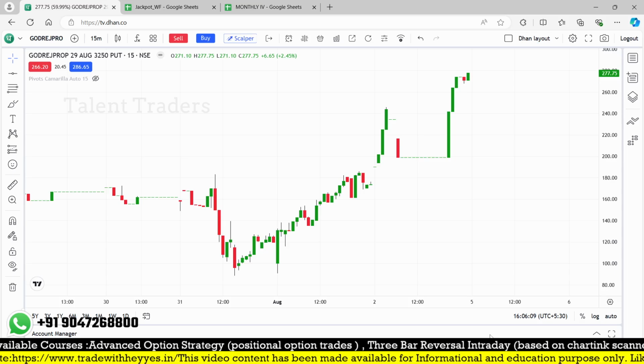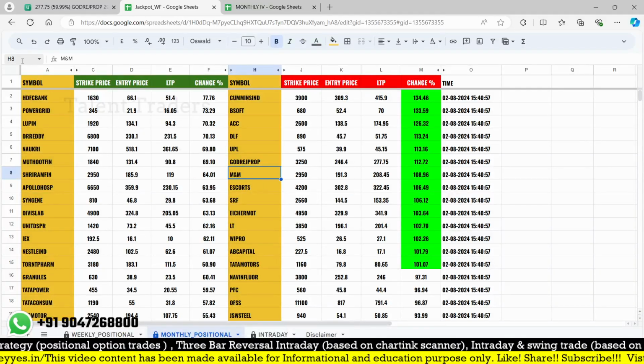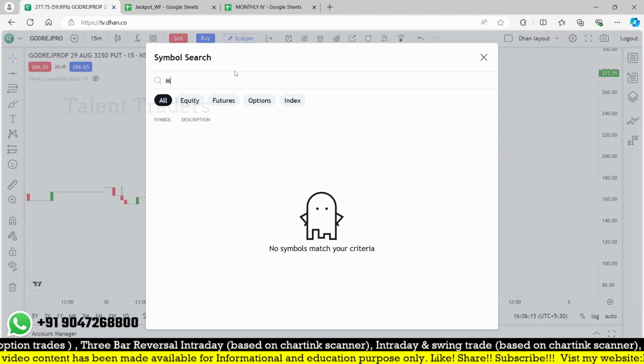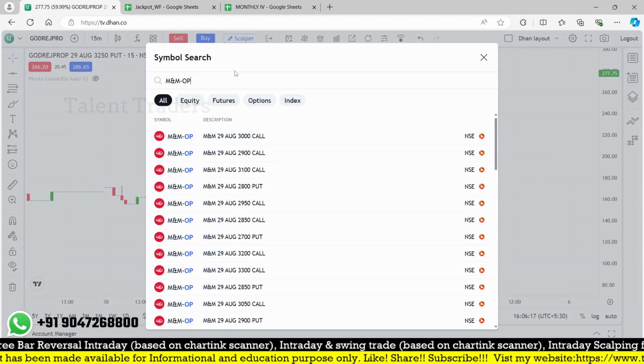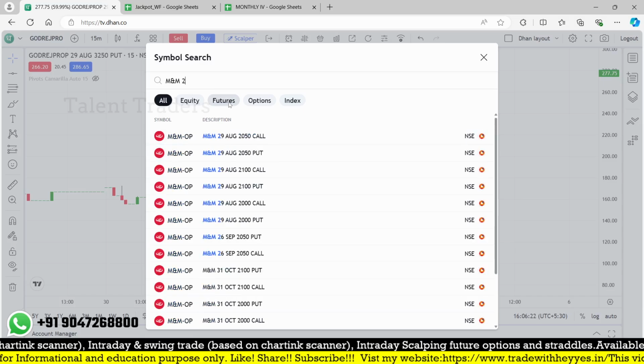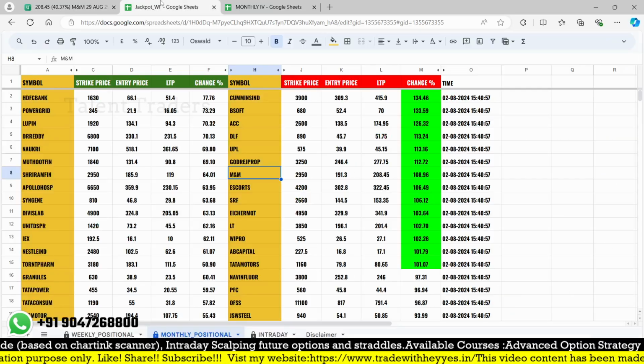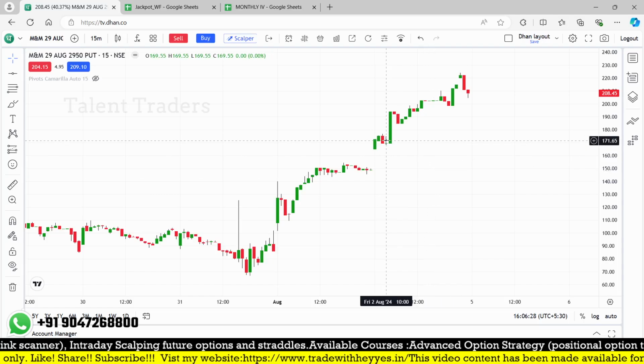So that would be a best, and this may be a not liquid one. And after that, M&M 2950. Let me check what is happening on M&M. M&M 2950. This also may be a put option because of the down. So here you can look at this, a good opportunity around 191.